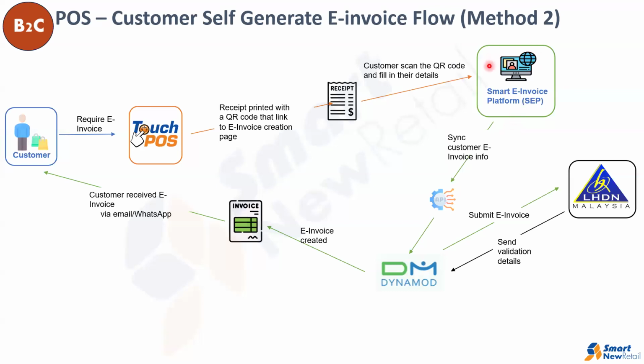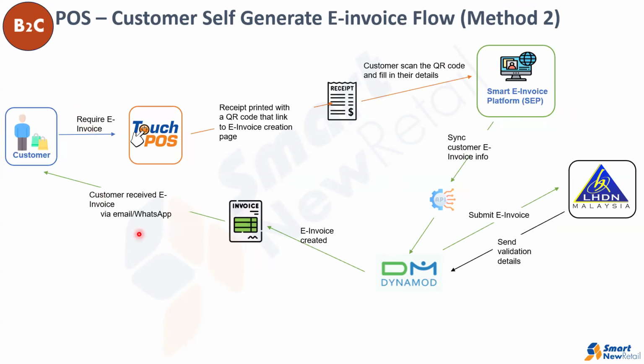Customer keys in their own info on the website, clicks submit, then the website will inform our system to do the submission. It will submit to LHDN, and LHDN will give the update. When our system detects the submission has been successful, it will automatically send the information to the customer to let them know via email or WhatsApp, if the customer did provide any while they key in the info here.